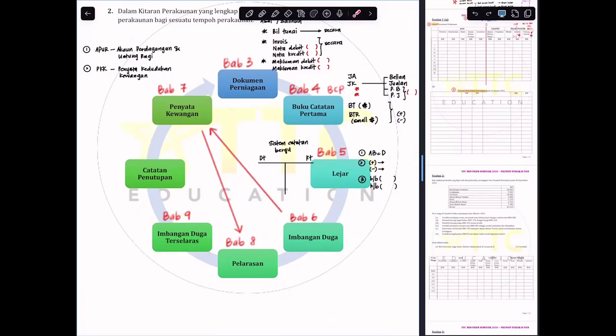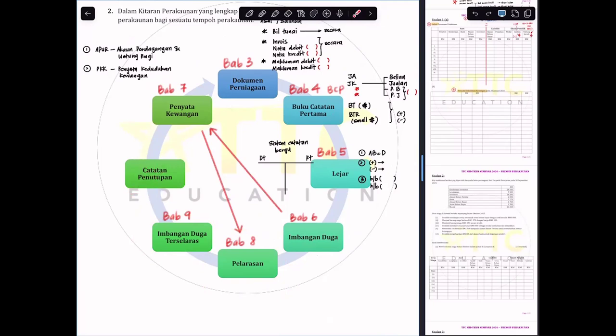That's it. Then the catatan penutupan, this one we normally forget about, because we will learn how to close all the accounts, for example for BCP, ledger, imbangan duga, pelarasan, penyata kewangan, every chapter one by one. There's no standalone topic for this. So this one, ignore first. Okay, so this is the flow.